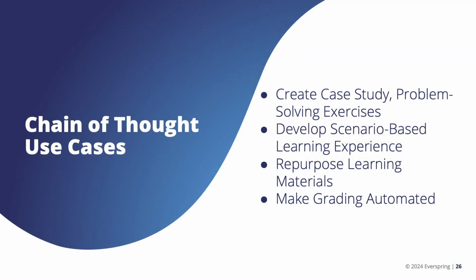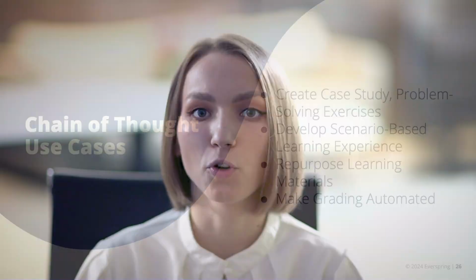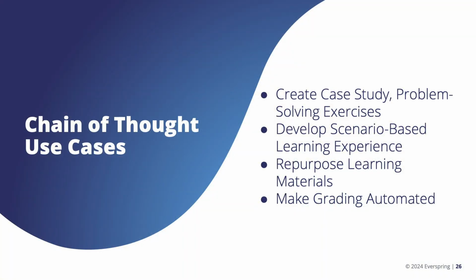Another powerful application of chain of thought is in repurposing learning materials. By breaking down materials and guiding the AI through a structured process, you can create new resources that meet various learning needs. For instance, you can transform a class discussion into a case study or convert slides into a handout or learning guide. Lastly, chain of thought can be used to automate grading or provide personalized feedback.